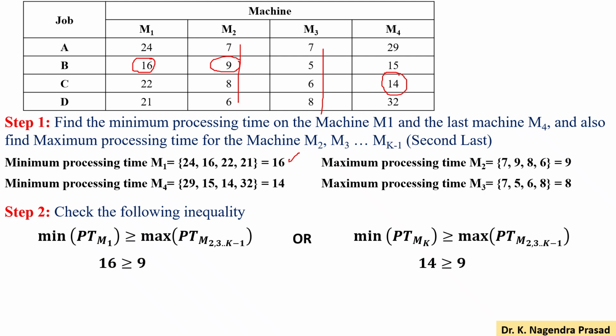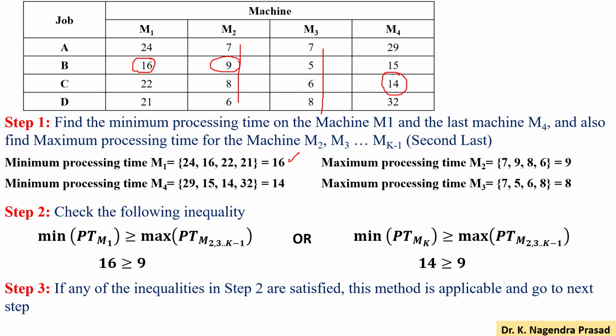So next I have to go for step 3. If any of the inequalities in step 2 are satisfied, this method is applicable and we go to the next step. So here the inequalities are: 16 should be greater than or equal to 9. So it is greater than 9, so the inequality is satisfied. Similarly, the second inequality is 14 should be greater than or equal to 9. So it is greater than 9. So here both inequalities are satisfied. Then we have to go for the next step.